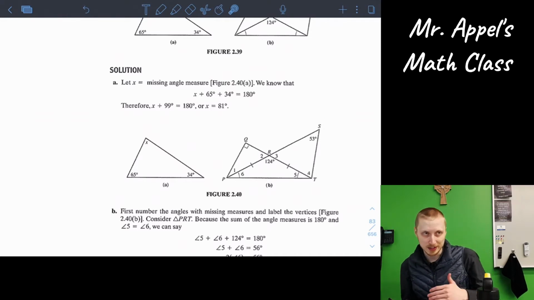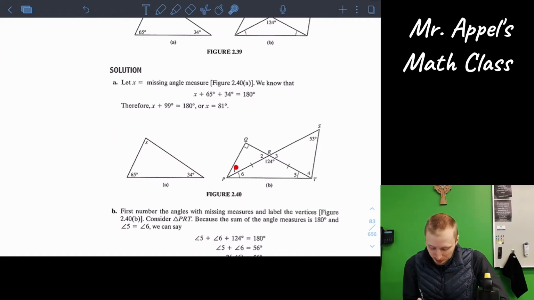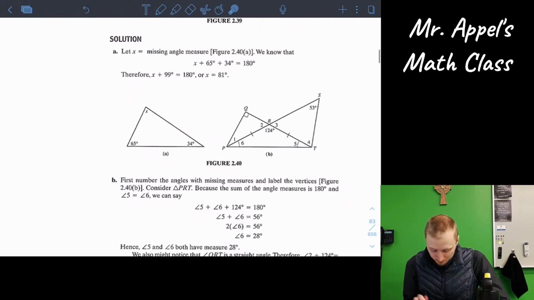So instead of having to say that angle over there, we say angle 1, angle 2, angle 3, 4, right? Triangle PST, or whatever you want to, PQR, right? So first we're going to number the angles with missing measures and label the vertices. Consider triangle PRT, so this one down here.